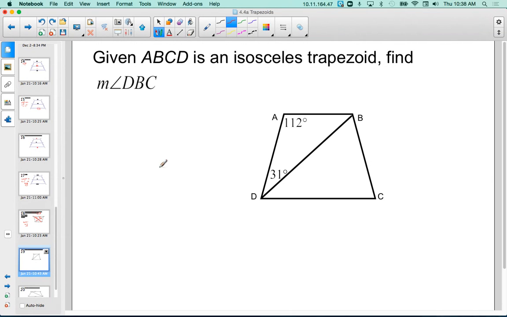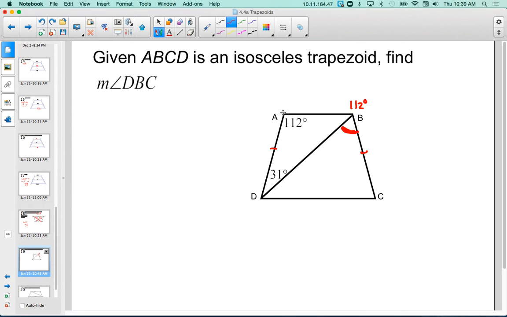These last couple are just some problems that you could have with trapezoids. Given ABCD is an isosceles trapezoid, find the measure of angle DBC. So we're trying to find DBC, this one right here. Now it's isosceles. This is going to help us out. We can do this a couple different ways. One thing I'm going to do, I know that this angle is 112, so I know the big angle up here is also 112.